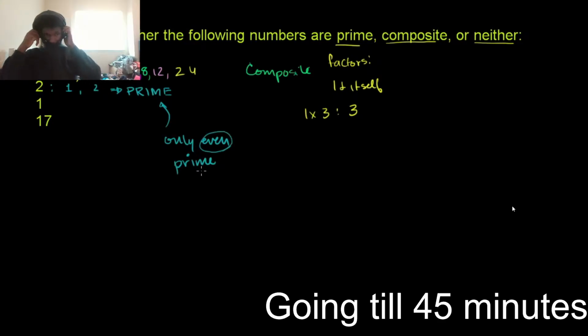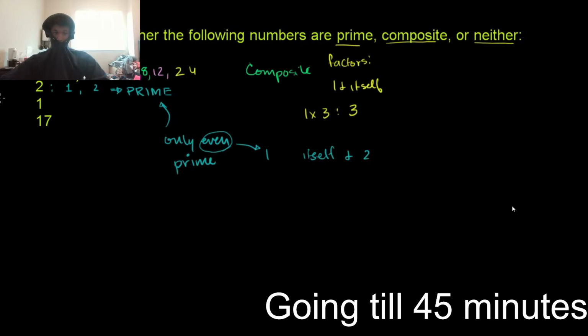An even number is divisible by 2. So 2 is clearly divisible by 2. That's what makes it even. But it's only divisible by 2 and 1. So that's what makes it prime. But anything else that's even is going to be divisible by 1, itself, and 2. So by definition, it's going to have 1, itself, and something else. So it's going to be composite. So 2 is prime. Every other even number other than 2 is composite.